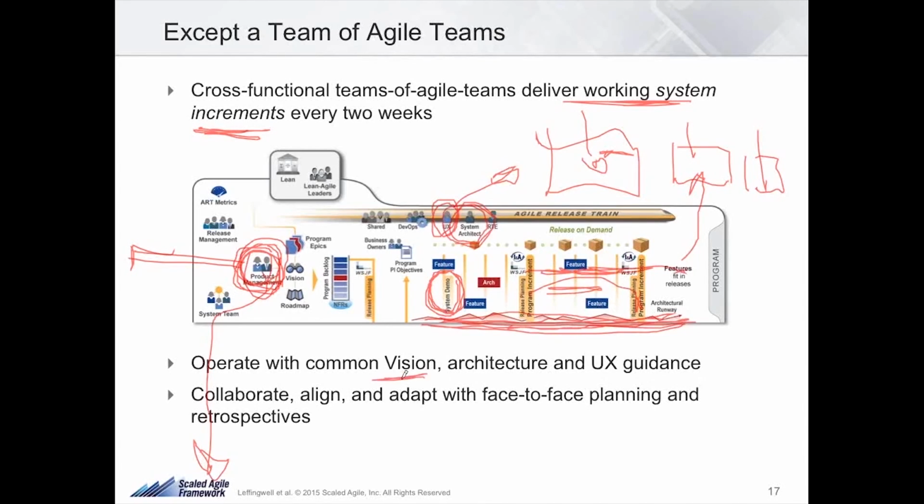So these teams operate with a common vision, a single program backlog, some notion of intentionality of architecture, just enough and not too much, and whatever UX guidance they need to stitch together a solution that makes sense. And these teams work together and they're collaborative, and one of the ways they do that is with face-to-face planning and retrospectives, and they do that in these larger sessions, these release or program increment planning sessions, and those are periodic too.